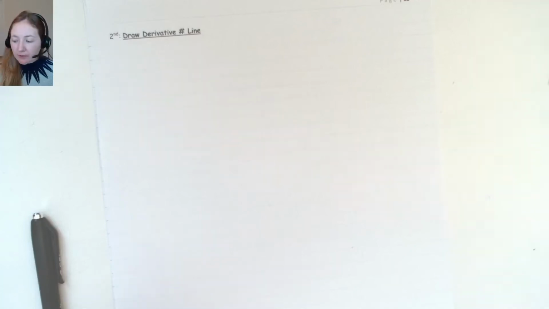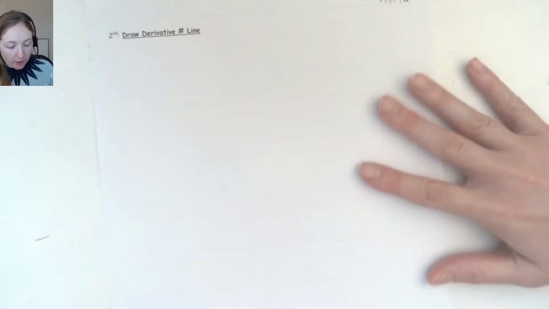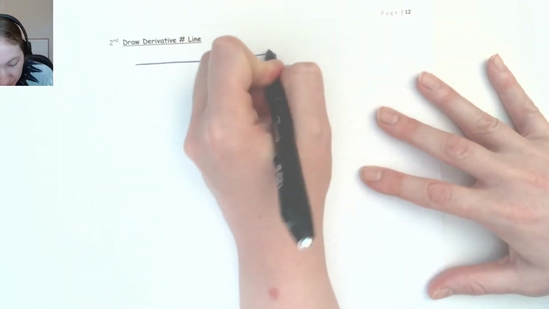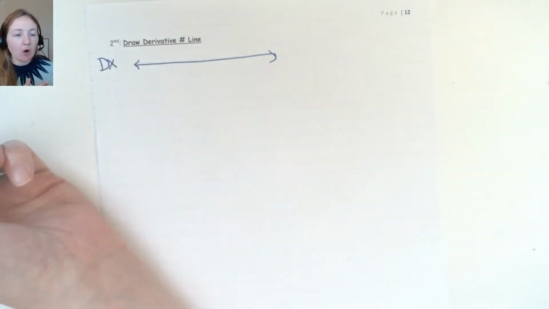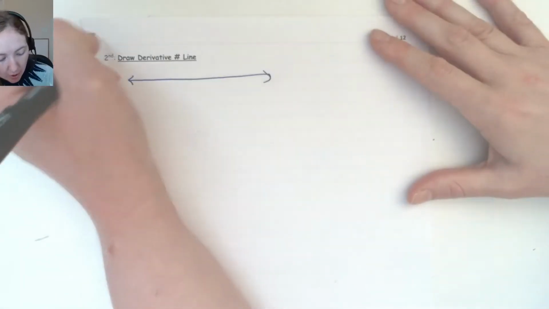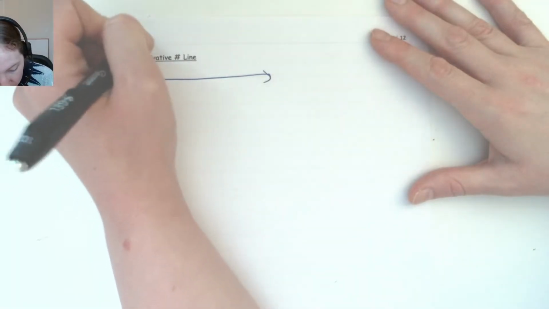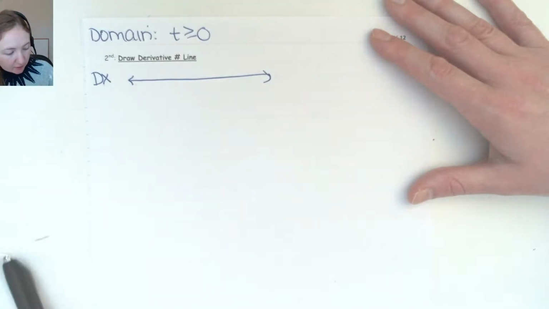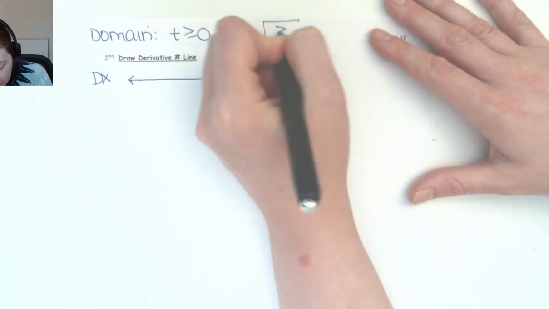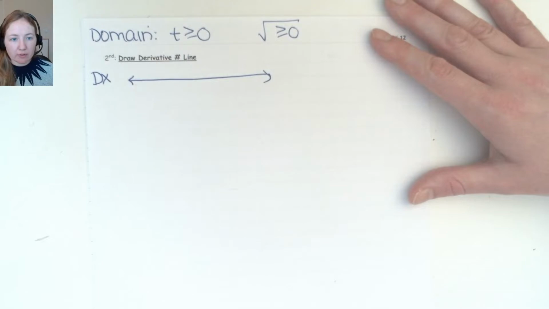All right, so here is where we're going to deviate a little bit from what we've been doing before. Before, we've been drawing our derivative number line, and we've been saying, okay, it's defined for all numbers, so we have our different intervals. Here, however, our function is not defined for all real numbers. Our domain was t greater than or equal to 0. Specifically, our domain came from looking at that radicand quantity greater than or equal to 0.